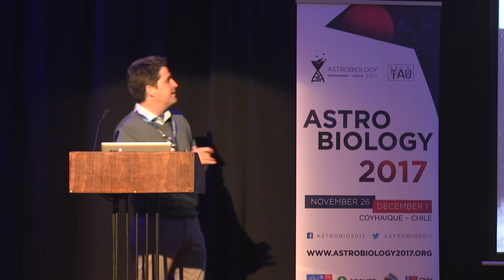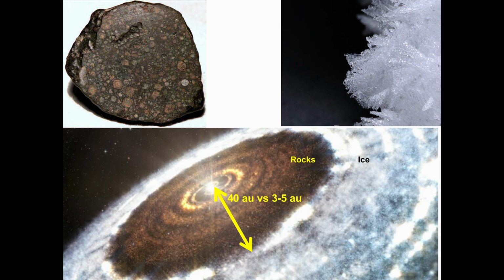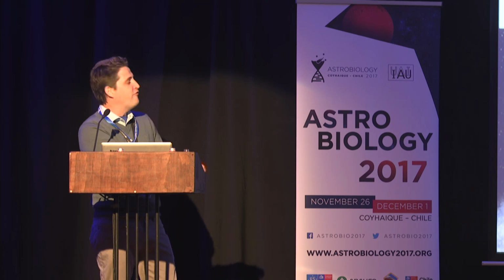This is an artist's impression of the system. Again, you have the inner disk where the opacity is dominated by rocks and dust, and an outer disk where the opacity is dominated by water ice. And this is what you expect in every protoplanetary disk. This snowline should exist everywhere. But what is very interesting here is the location of the snowline, which we found at 40 AU, as opposed to what you would expect for a solar mass star, which is 3 to 5 AU.